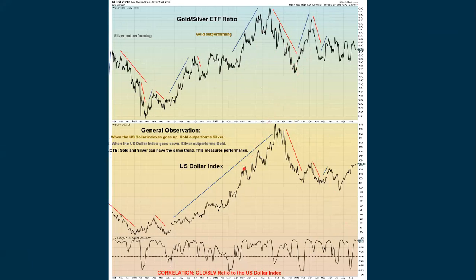And then in the middle part, we have an observation that we've made that says when the US dollar index goes up, which is what's plotted here, gold outperforms silver. When the index is going down, silver outperforms gold. And we're seeing this going up. That is that gold is now outperforming silver. And then we can see that there's a pretty strong correlation between the two on the bottom. The dollar's been really strong. Gold is still in an uptrend, but pulling back. And that's why we're seeing this ratio going up.